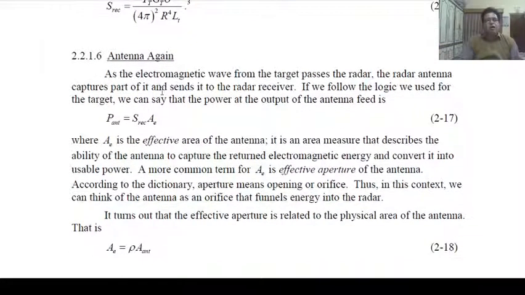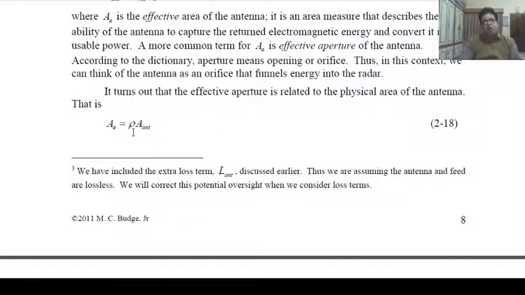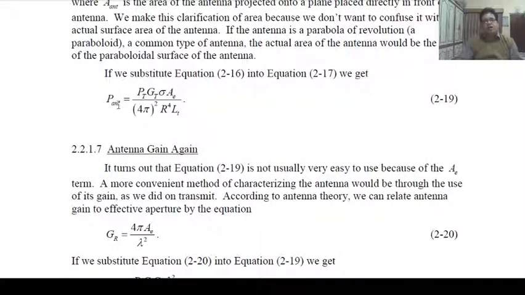Antenna. Again, as the electromagnetic wave from the target passes the radar, the radar antenna captures part of it and sends it to the receiver. The antenna feeds P antenna equal to SR AE, where AE is the effective aperture of the antenna, and AE equal to rho A. Substituting these, the relation for P antenna is P antenna equal to PT GT sigma AE upon 4 pi square R4 LT.